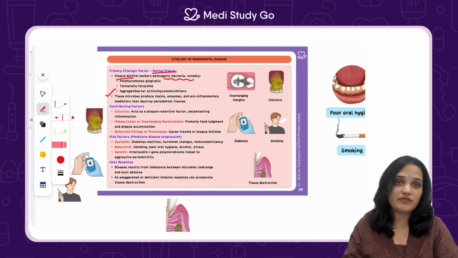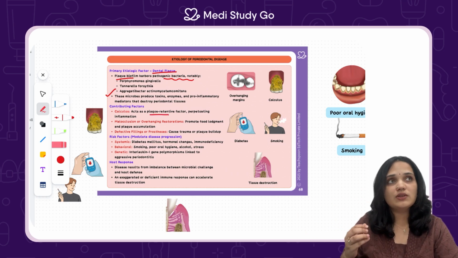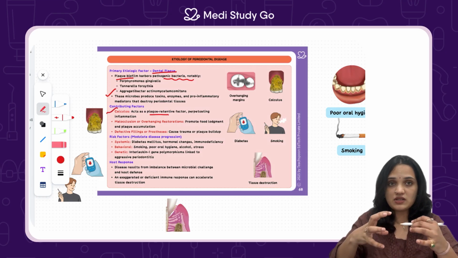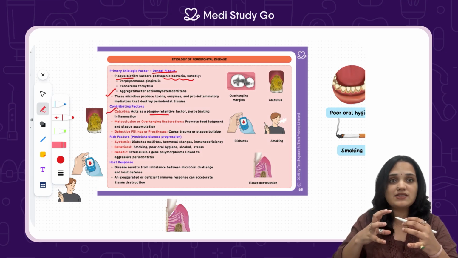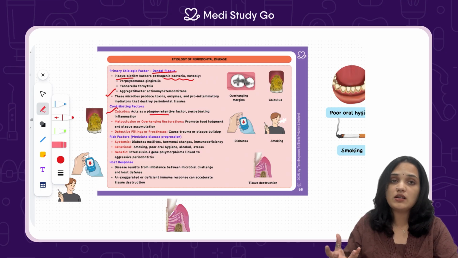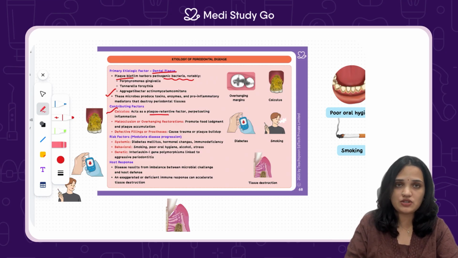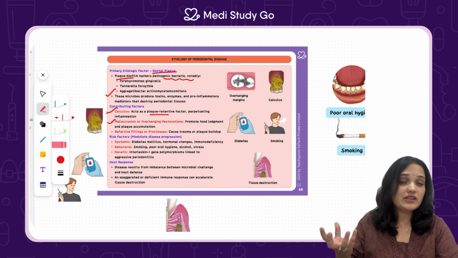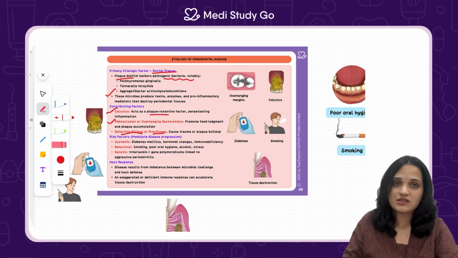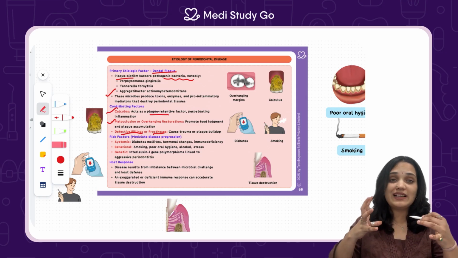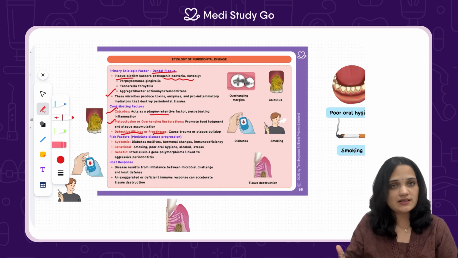Then, what we notice is that plaque alone is not the full story. There are some contributing factors. Something has to help it stay there, like calculus. Calculus acts like a rough surface that plaque sticks to more. Another factor would be overhanging restorations. Food gets lodged, even in malocclusion, food will get lodged. If there are any defective fillings or any prosthesis, again, more retention. So basically anything that makes cleaning difficult worsens the situation.